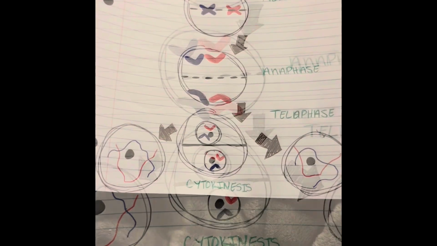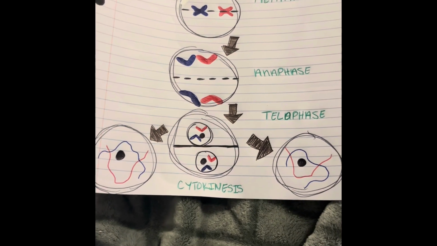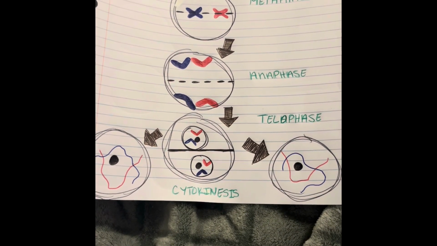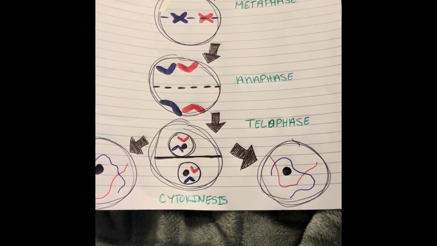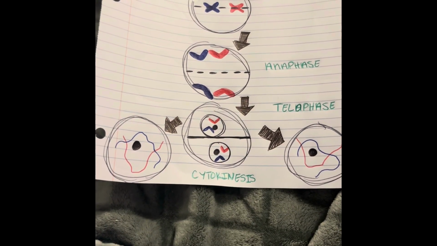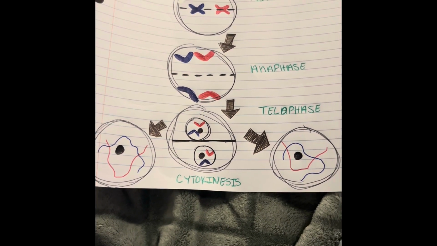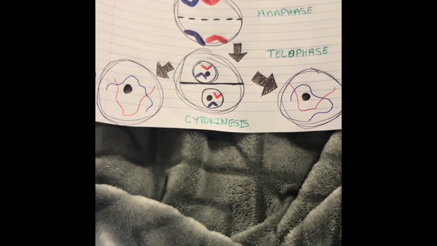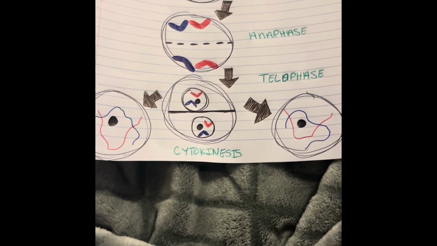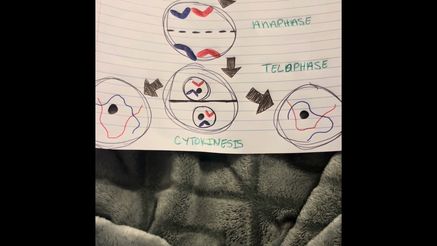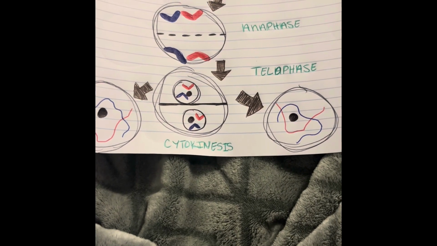Each newly formed cell makes a nucleus. Also during telophase, the chromosomes uncoil again to make chromatin. Usually at the same time as telophase, cytokinesis occurs, where the membrane is divided to completely divide the cells.